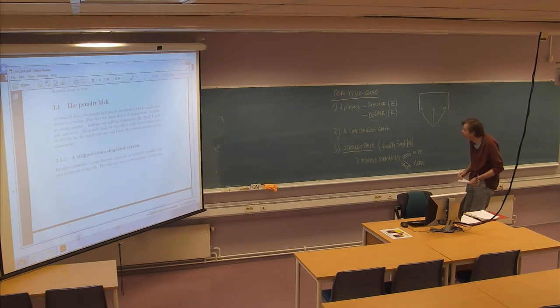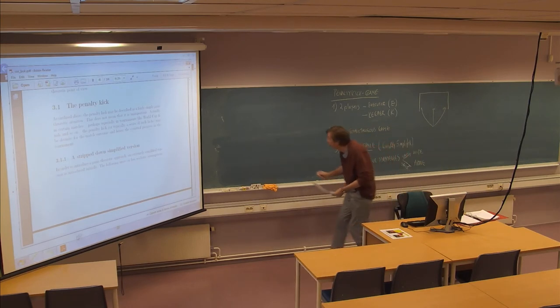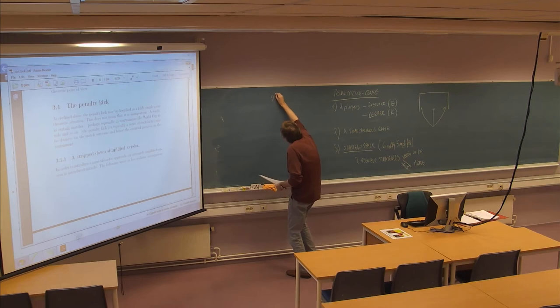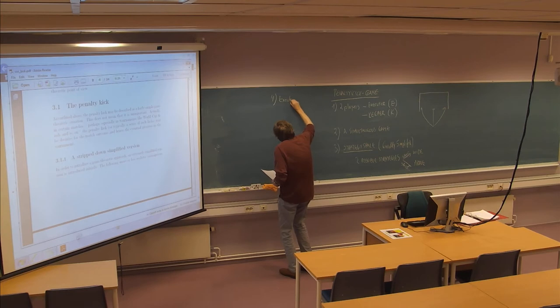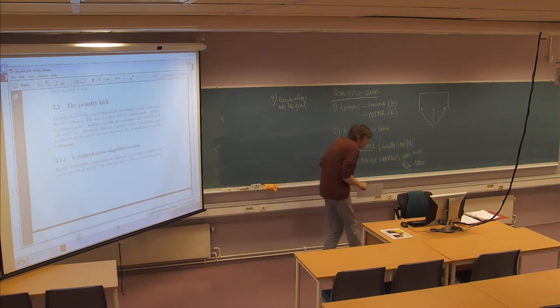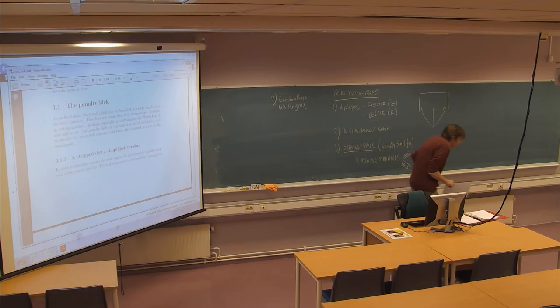Okay, so these are the first three building blocks for the model. Then let's move to number four, and in number four we make an extremely simplifying assumption. We assume that the executor always hits the goal. Of course, this is far from reality. I assume many of us have seen penalty kicks that didn't hit the goal.